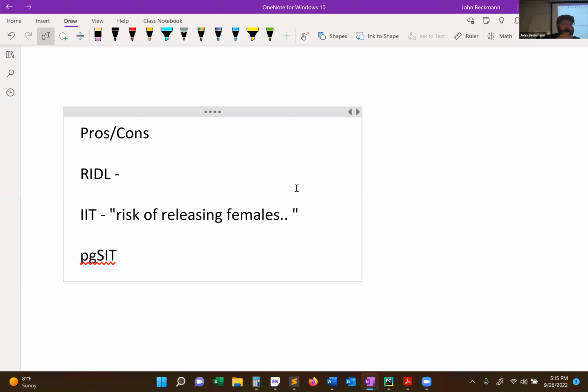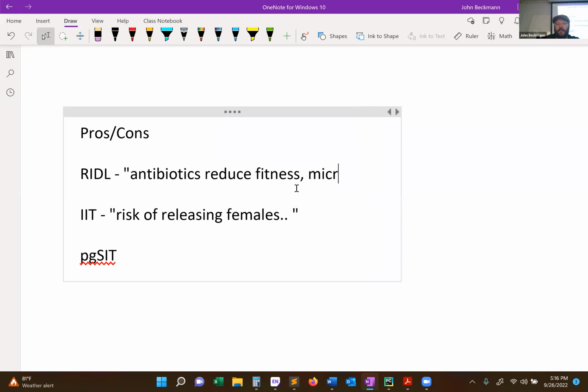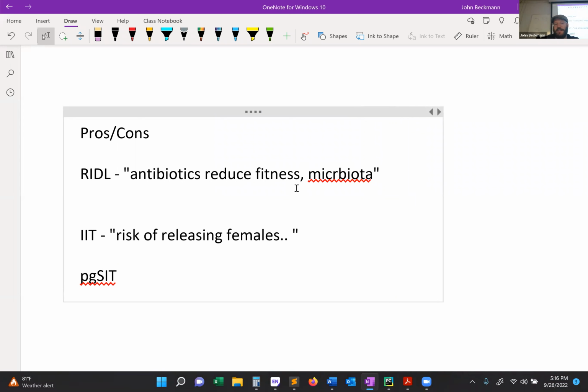The antibiotics destroys the microbiome. Yes. Good. You read this very well. Good. Antibiotics potentially reduce the fitness because it's messing with microbiota. And I think that's a fair point. Although the response to these are, guess what? RIDL's been used and it seems to work. Guess what? IIT's been used and it seems to work. Although theirs could work better, you don't know until they try it. So I think it needs to be tested. It needs to be tried in the field, the precision-guided sterile insect technique.